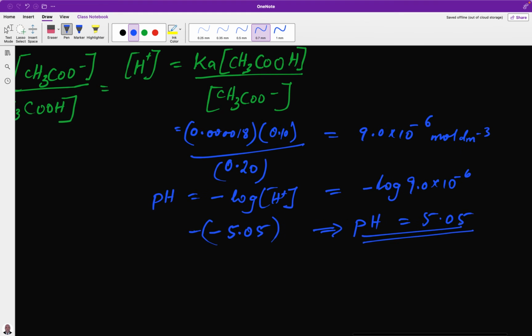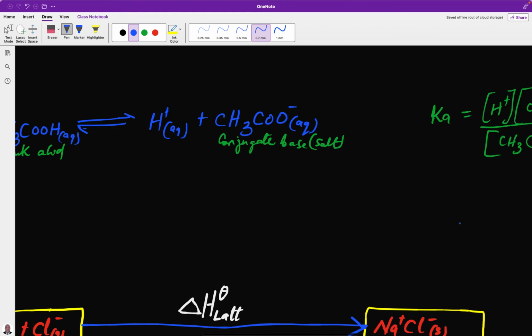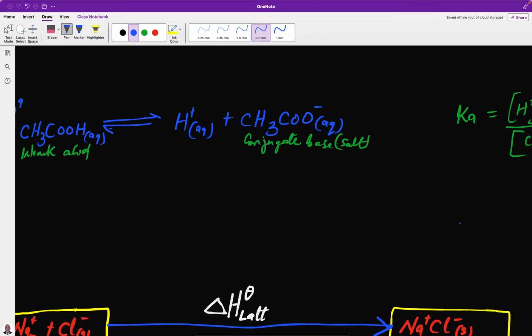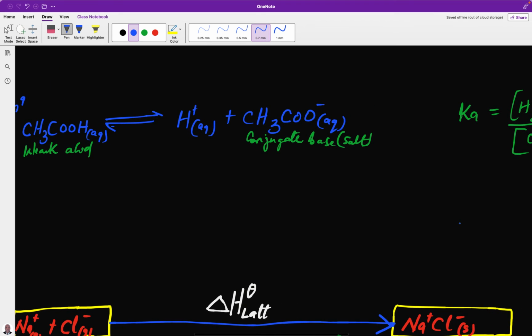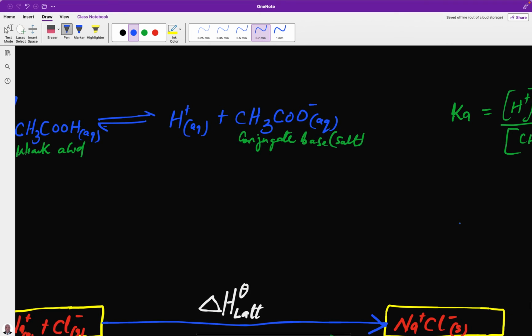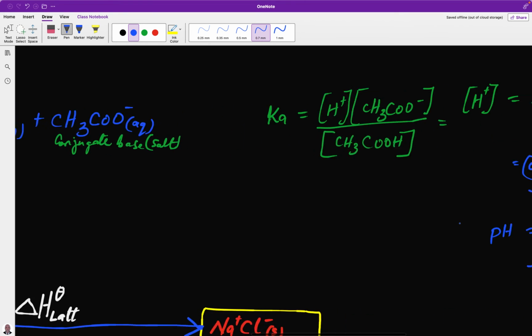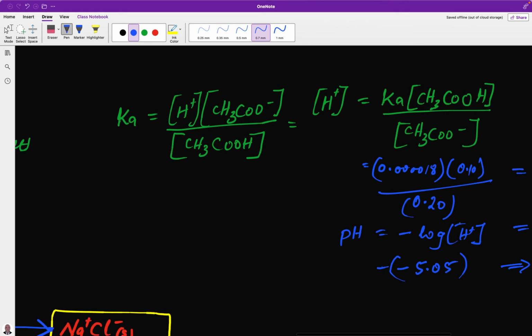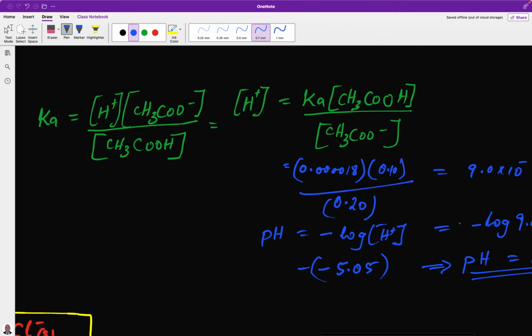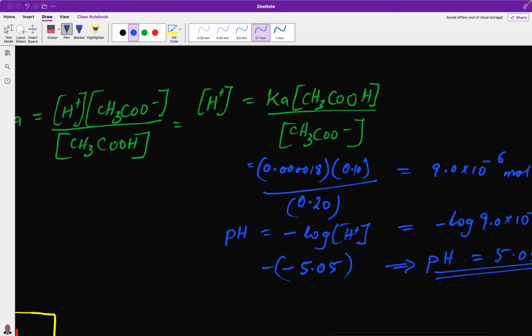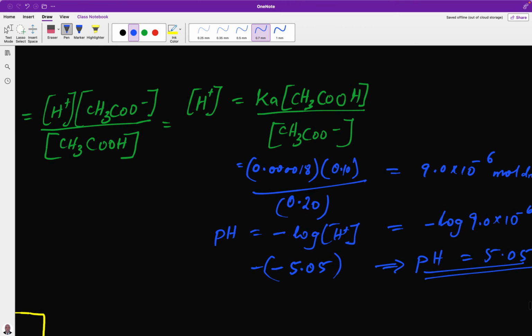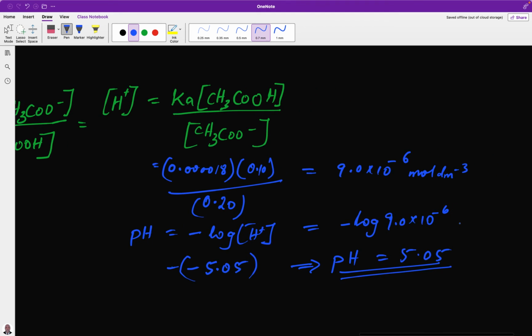There is another method. Once more, when you have such a question, you need to write an equation. When you write this dissociation equation, put a Ka there. Then make hydrogen ion the subject. After that, substitute the concentrations that you were given. Then take the negative logarithm. From there you have the answer.